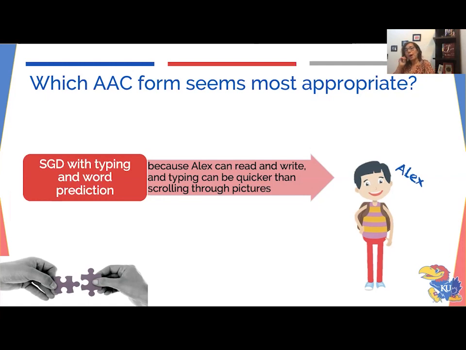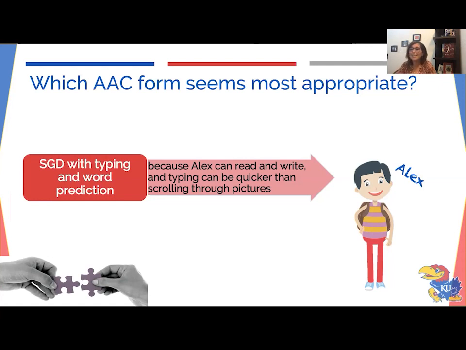All right. So I would say a speech generating device with typing and word prediction makes the most sense here for several reasons. First, we know that Alex dislikes writing, but typing doesn't usually involve the same precise motor control of writing. So it might be less difficult for Alex, and especially with word prediction options.